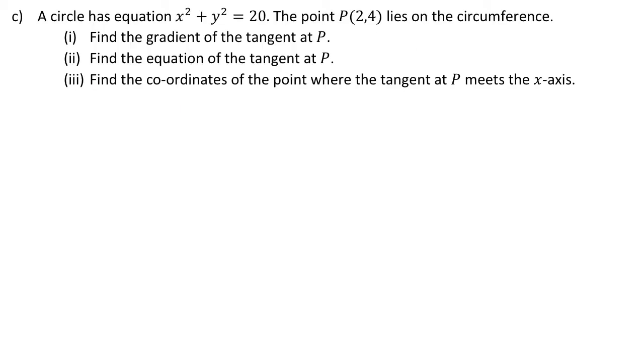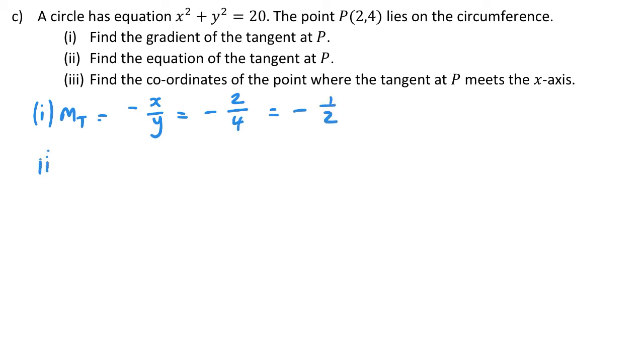Example C: a circle has equation x squared plus y squared equals 20. The point 2, 4 lies on the circumference. Find the gradient of the tangent. The gradient of the tangent is minus x over y, which is minus 2 over 4, which is minus a half.